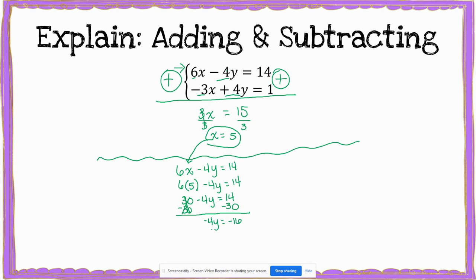Next, I need to get y by itself, so I'm going to divide by negative 4 on both sides of this equation. My negative 4's will cancel to leave me with y equals, and negative 16 divided by negative 4 gives us positive 4. That means that the solution to my equation is that x is 5 when y is 4. So my solution is the ordered pair 5, 4.